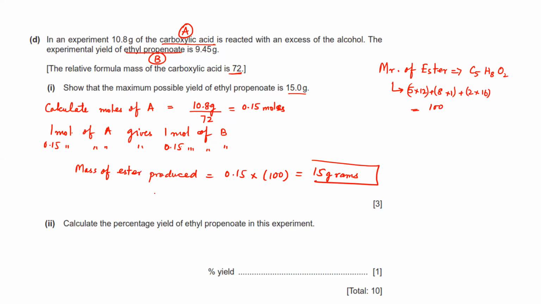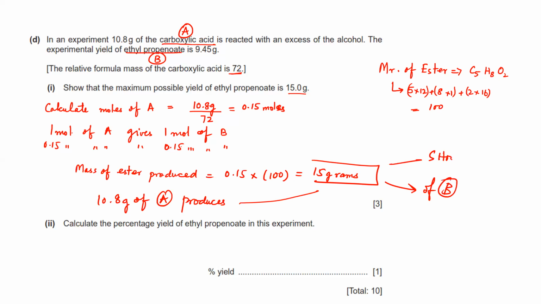So we have shown that 10.8 grams of A produces 15 grams of B. So this is actually shown. This is what we have to show.